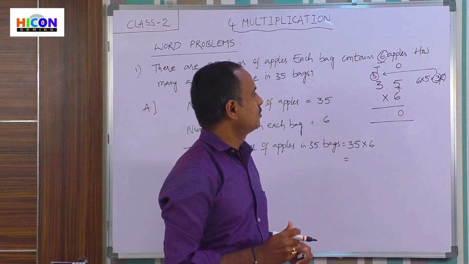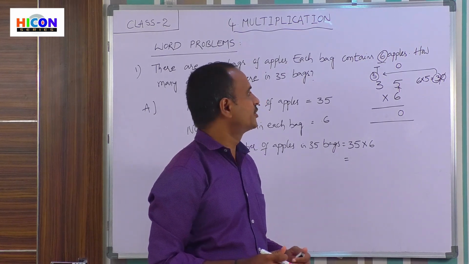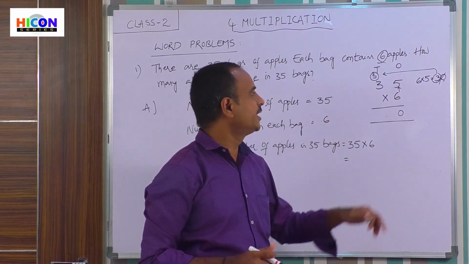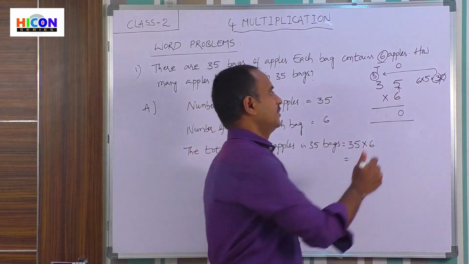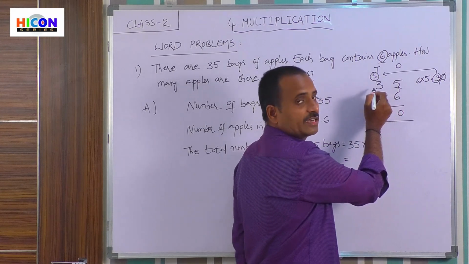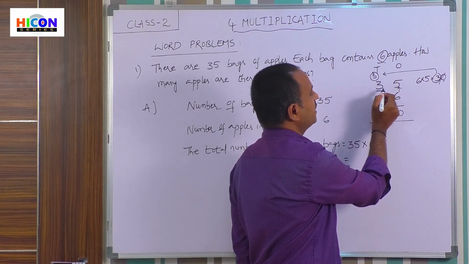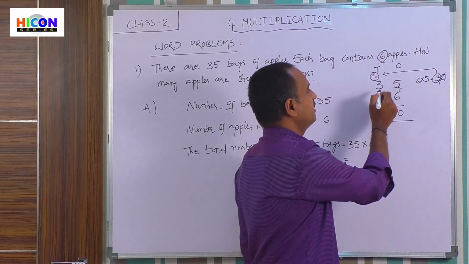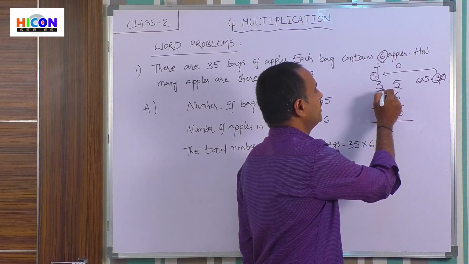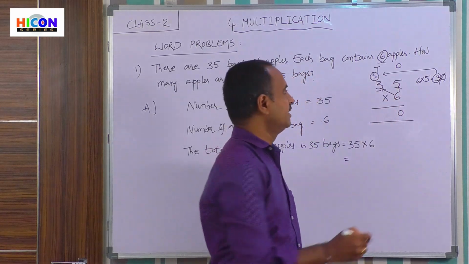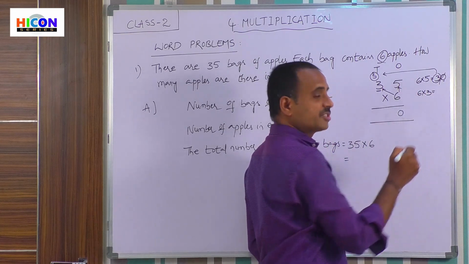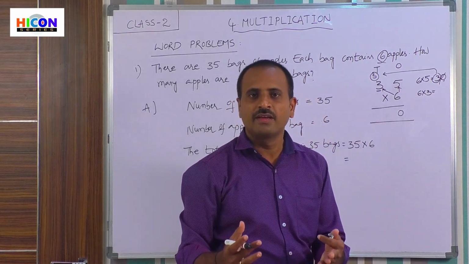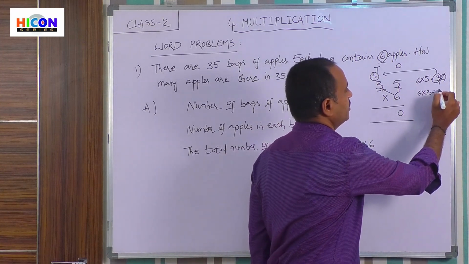So children, now I am going to do the multiplication with the 10's place. Multiply the digit present in 10's place with 6. Which digit is present in 10's place? 3 is present in 10's place. So multiply 3 with 6. That is 6 into 3. So children, how much is 6 3s? 6 3s are 18.